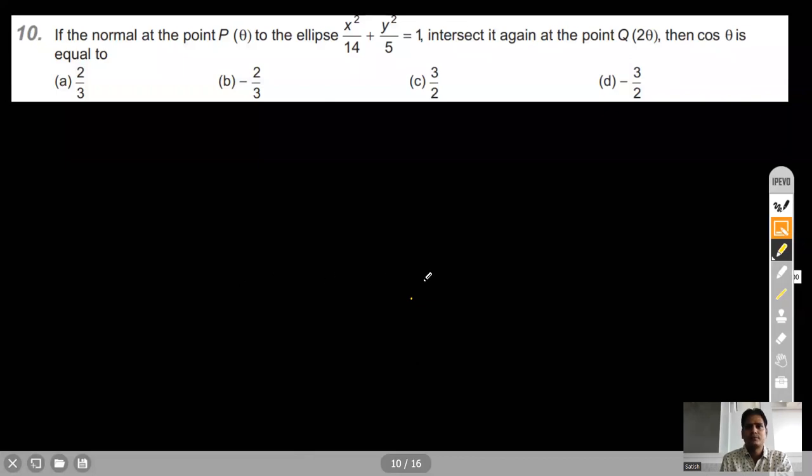Question number 10, right? If the normal at the point P, theta, to the ellipse x square upon 14 plus y square upon 5 equal to 1, intersects it again at point Q, 2 theta. Like this, theta and 2 theta are the eccentric angles at the points P and Q. Then cos theta is equal to. So basically our ellipse is x square upon 14 plus y square upon 5 equal to 1. This is our ellipse, okay?